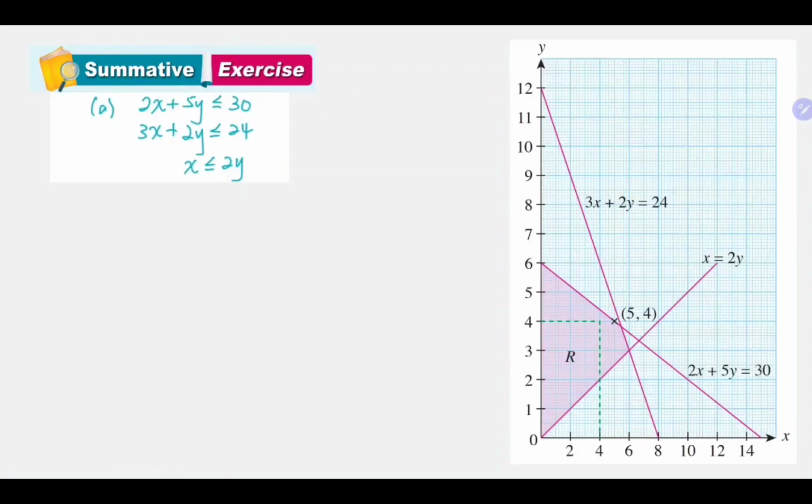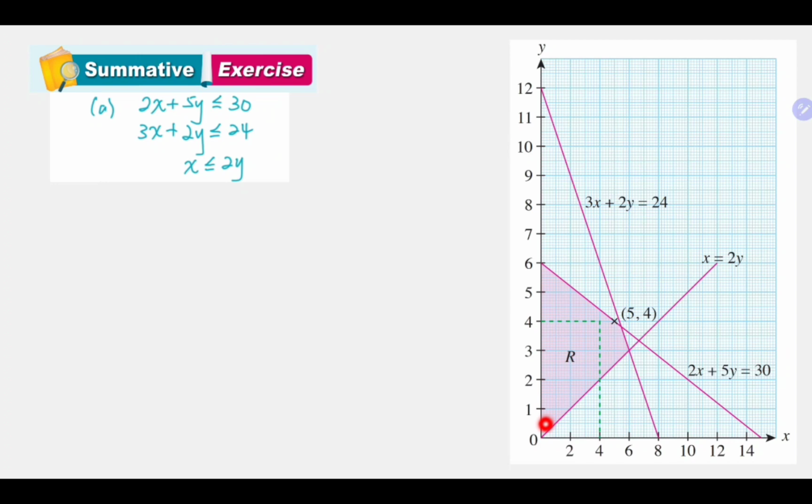So let's see. First, we need to draw 2x plus 5y equals to 30. Get the y-intercept, which is 30 divided by 5, we have 6. And the x-intercept, 30 divided by 2, we have 15. Right? So this is the line, and we want less than, so we want the region below this straight line.